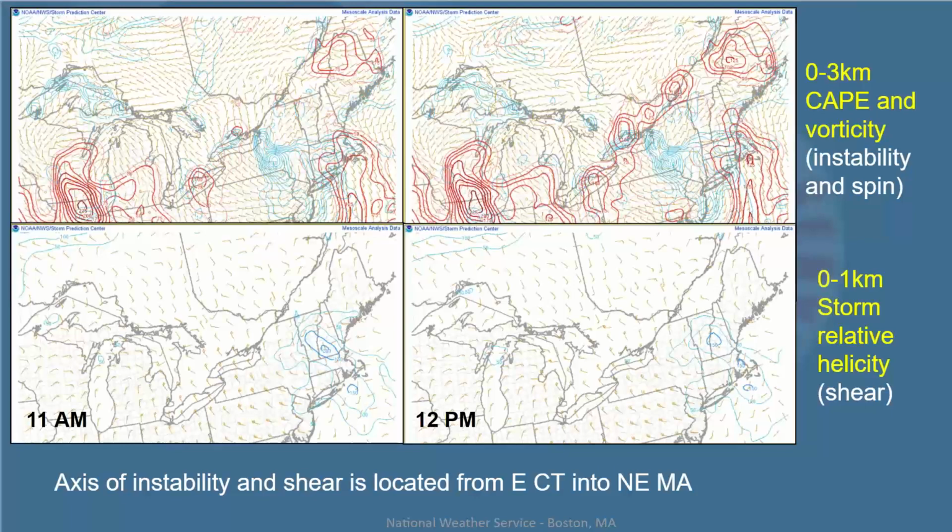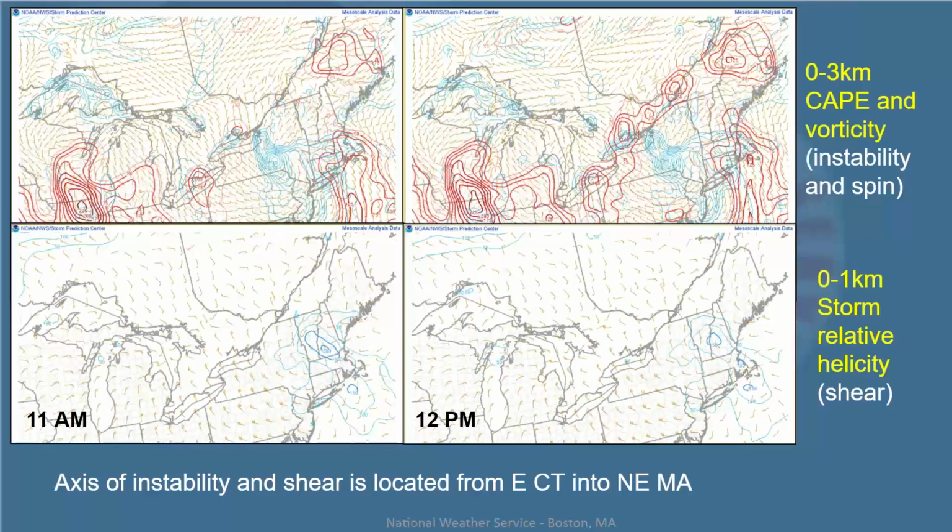And further analyzing the environment for the first 3 kilometers. What you're looking at in the upper panels is the 0 to 3 kilometer CAPE, or instability, as well as vorticity. This is not a supercell environment, where you have overshooting tops going to 30,000 feet, 50,000 feet. This is a low-level environment for weak tornadoes. So we want to focus on the instability and amount of spin in the first 3 kilometers.